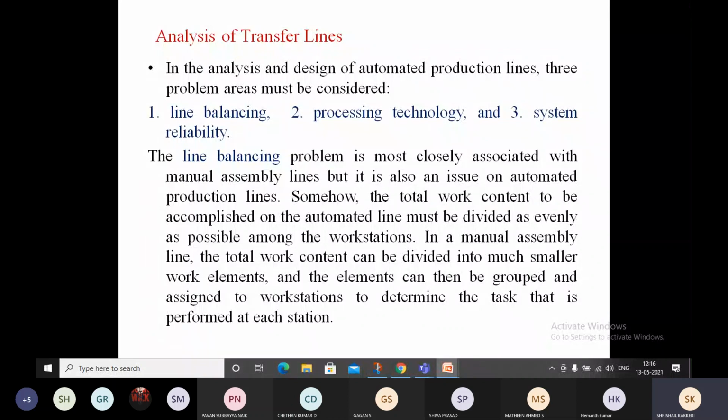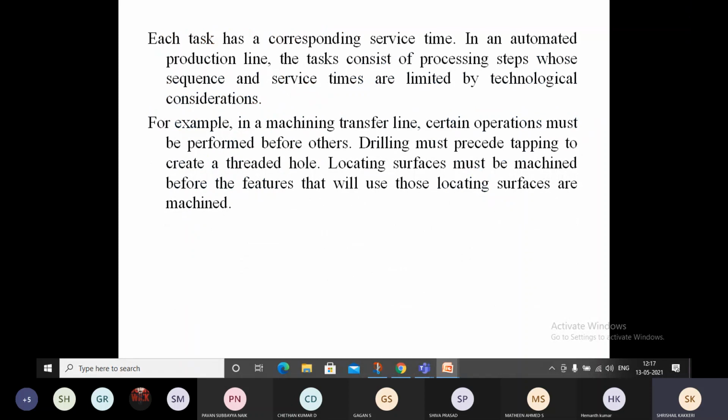In a manual assembly line, the total work content can be divided into much smaller work elements, and the elements can be grouped and assigned to workstations to determine the task performed at each station. The example here is a machining transfer line. Certain operations must be performed before others. Drilling must precede tapping to create a threaded hole.